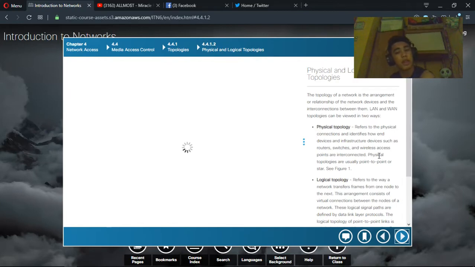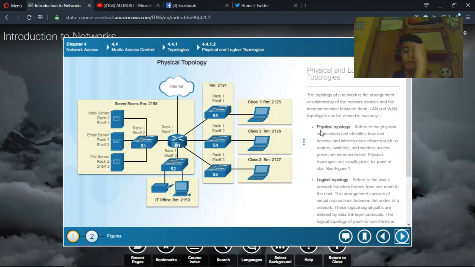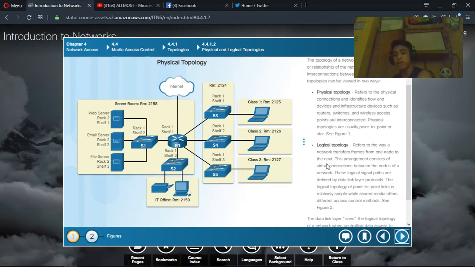Okay, physical and logical topologies. The physical topology refers to where the devices are. For example, this is in rack one, shelf one, and rack one, shelf two, all under room 2124. It also covers how they were created, on what rack and on what shelf they are. Then the logical topology.